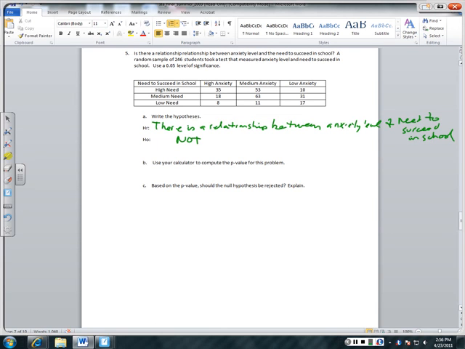And H1, there is a relationship. So I am going to use my calculator on this one. I'm just going to go to the matrix and edit and put in a 3 by 3 matrix, and then just enter all of these numbers into the matrix. I'm going to hit Stat, Tests, and then arrow up to chi-square test, and just go down and hit Calculate.